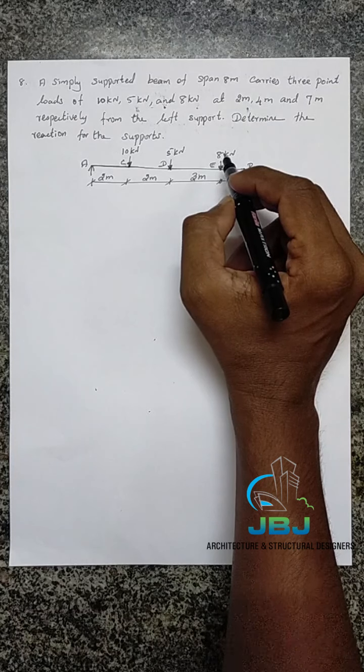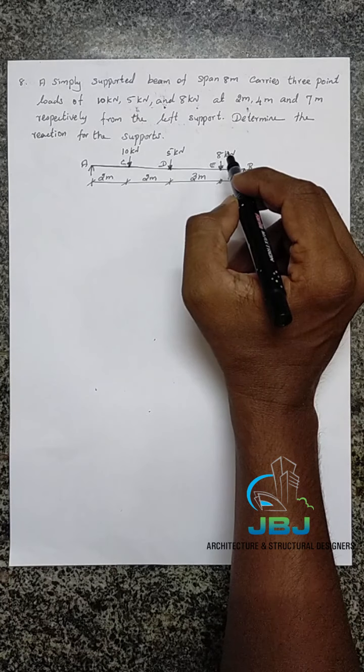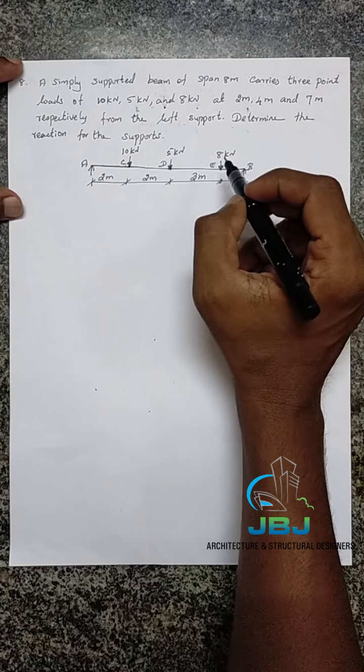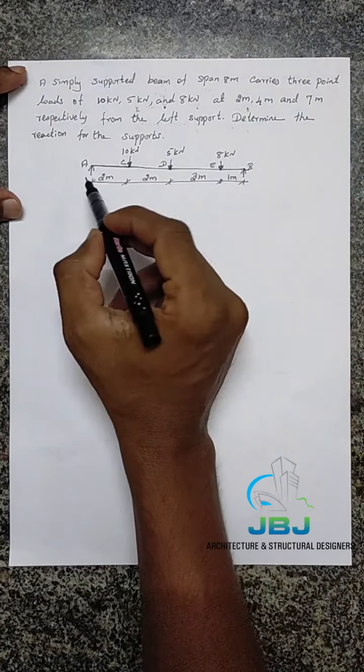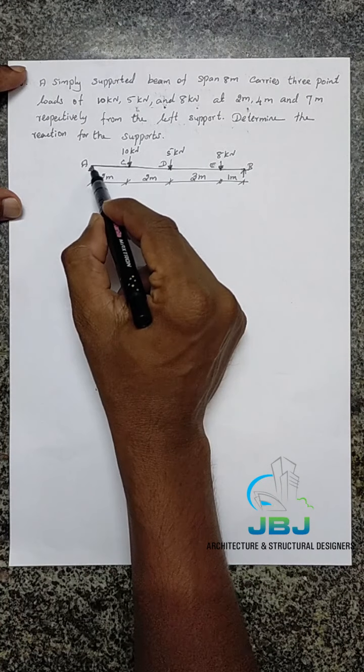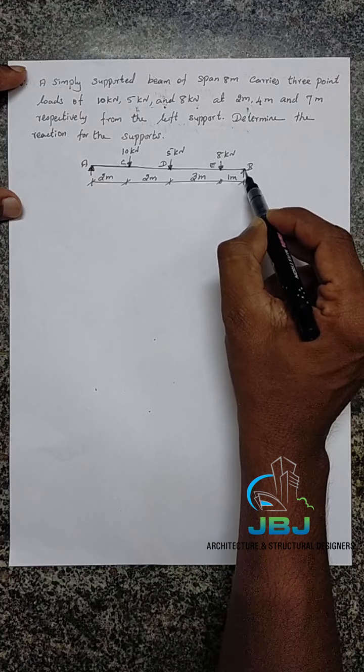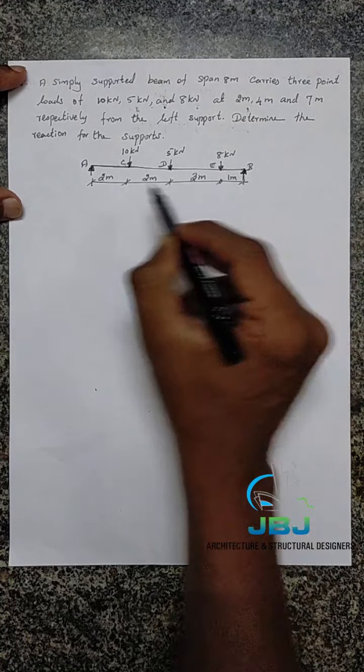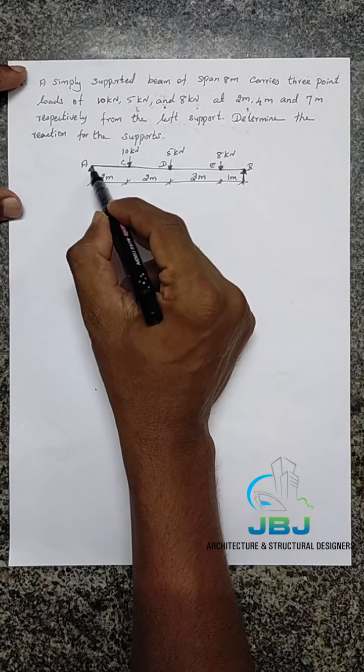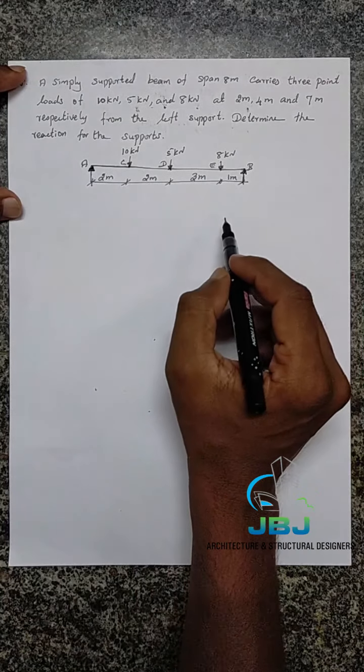Here, what should we find from the problem? We should find the reaction at the support. For the simply supported beam analysis, first of all we should find the support reaction, how much force it will carry at the support.